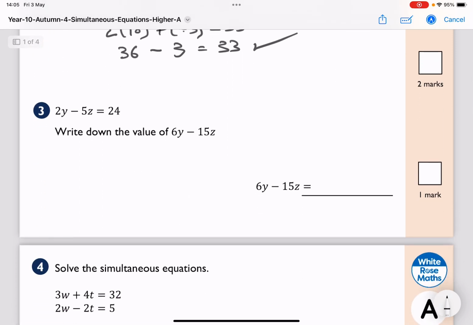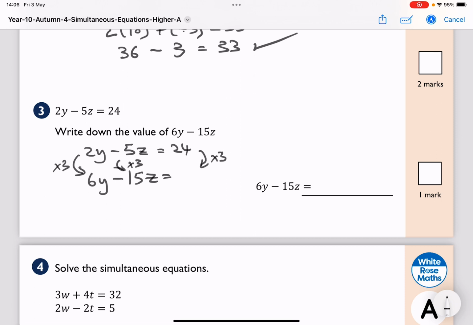So here I've got 2y minus 5z equals 24, and I've been asked to write down the value. That will be a number if it's value of 6y minus 15z. What I can see, the direct link from 2y to 6 is times by 3. Negative 5 to negative 15 is times by 3. So the answer is times by 3. And 3 24s are 72.